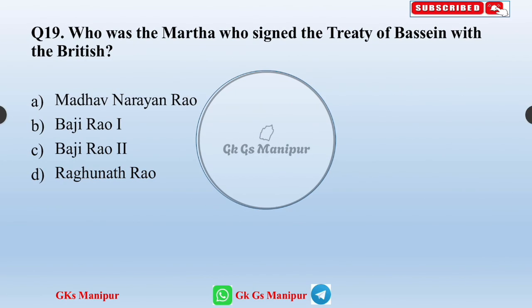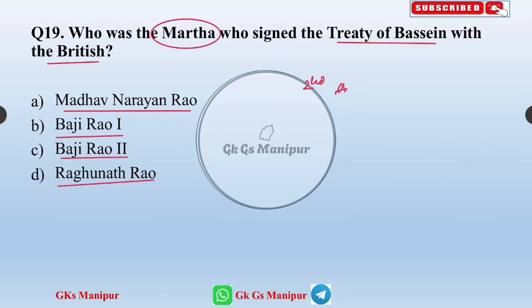With this, question number 19. Who was the Maratha who signed the Treaty of Bassein with the British? Option number A Madhav Narayan Rao, option number B Bajirao 1, option number C Bajirao 2, and option number D Raghunath Rao. That is the second Anglo-Maratha war.